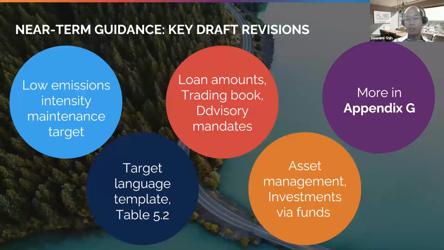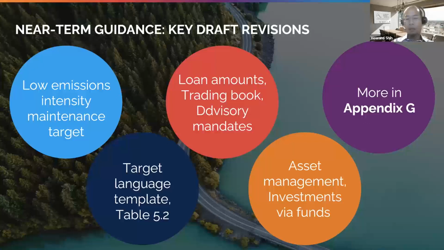Another note is table 5.2, which provides minimum coverage requirements. This has been revised with more granular specifications for each asset class to help address the many questions that we have received on this already. And then just a quick note on some other clarifications.